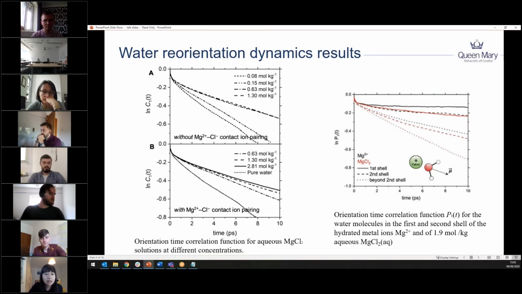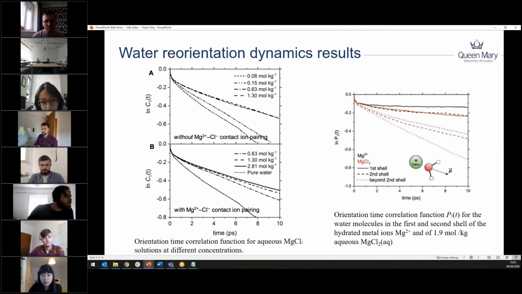So we can see that the top line of figure A, 0.63 mole per kilogram and 1.3 mole per kilogram, are much more similar, like the same. But in figure B, the second line and the third line, you can see there is much more difference between the same profiles, with contact pairing or without contact pairing. And the right figures compare the correlation profile of the hydration mantle of magnesium ion in pure water and the magnesium chloride solutions.